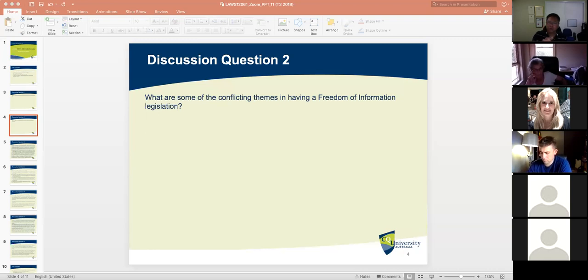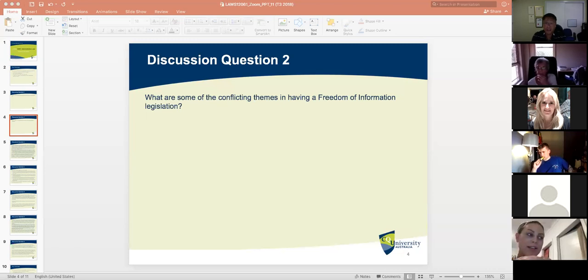So before we leave question 2, what exactly then are the conflicting themes in having freedom of information legislation? Can I just get somebody to summarize for us the conflicting themes? Are there conflicting themes? I guess it's because the legislation says that we can have access to these documents, but they've protected themselves with the exemptions.